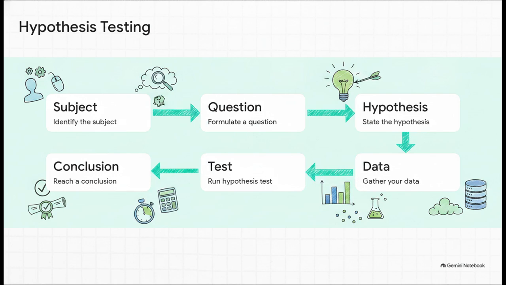Let's move on and see how this builds into a very comforting, repeatable pipeline for every single research journey. You start with a subject, formulate a question, state your hypothesis, gather your data, run the test, and finally reach a conclusion. Following this exact sequence is your safeguard. It ensures you don't accidentally jump to conclusions before the math actually backs you up.